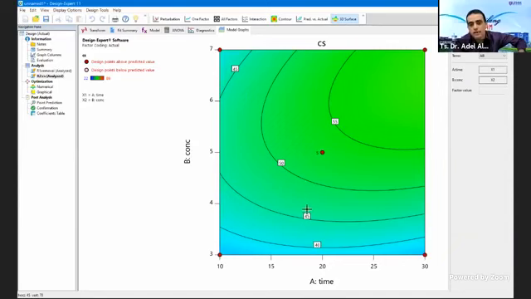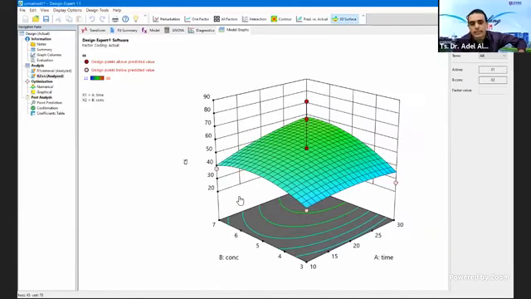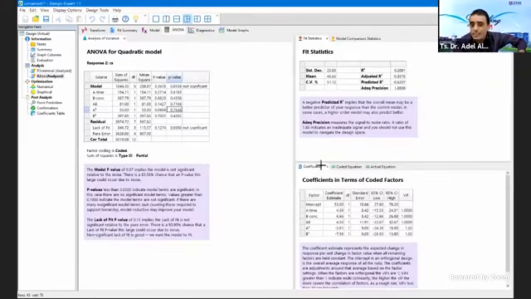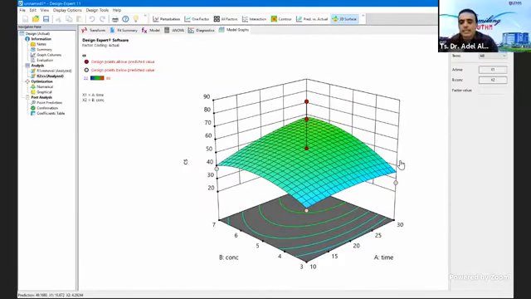Come to see here. It becomes something not clear. The minimum is 22, the maximum is 89, but most of the data here is what? Between concentration and time, if I come back again to see, not significant, not significant, not significant, not significant, so nothing is significant. You can see the surface is not like a curve. It's something like flat, but it's not exactly flat.